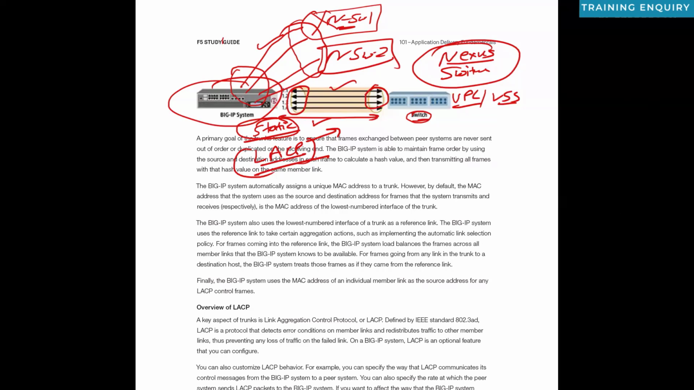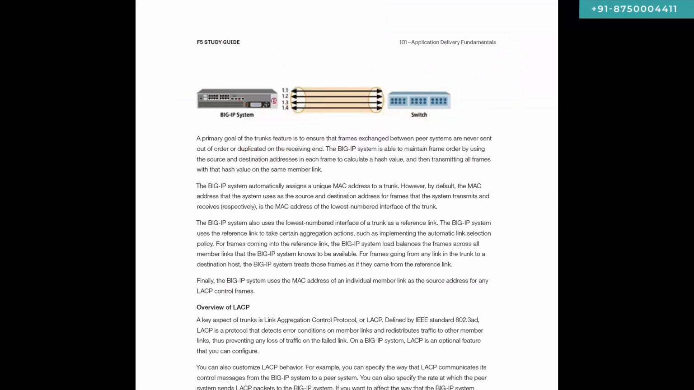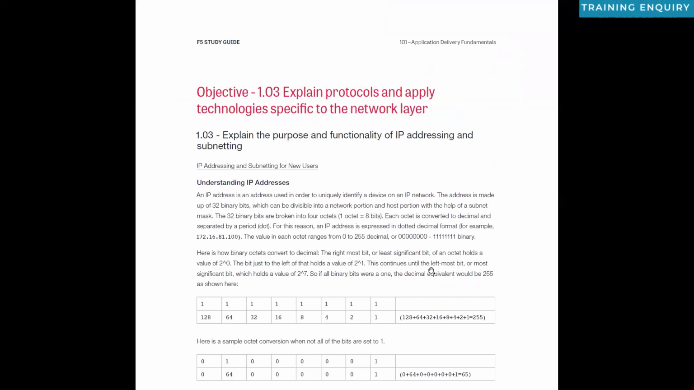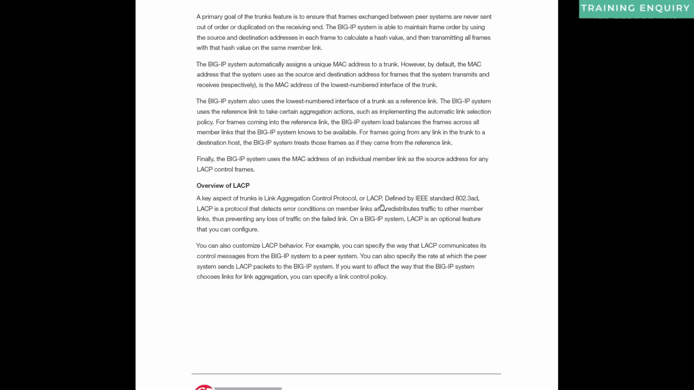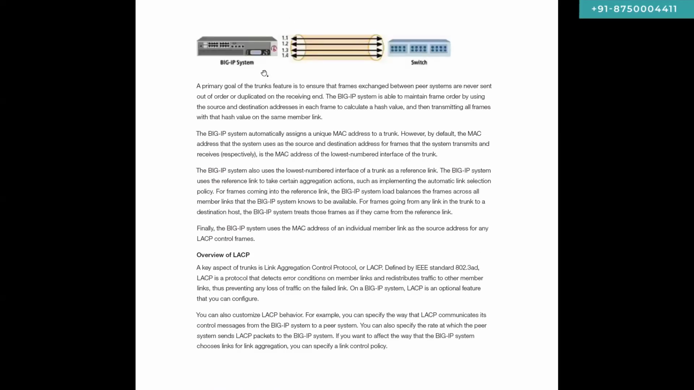Okay, so LACP. Right now, if someone is aware of how LACP works, fine. If not, then you can spend a couple of minutes on LACP, right? In LACP, you have got active and passive modes. One end must be configured as active, the other end can be passive, but both ends must not be configured as passive, right? And it is an open standard protocol, so that's a good thing about LACP. Big IP, in most cases, supports LACP, and yes, that's what is recommended as well.